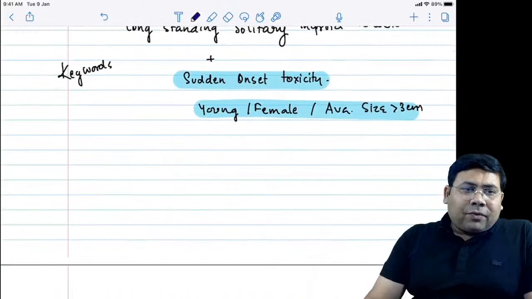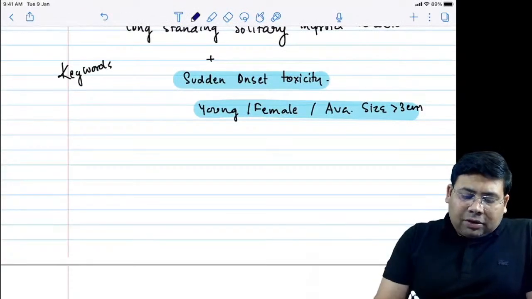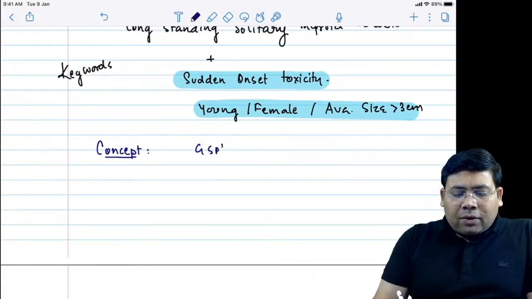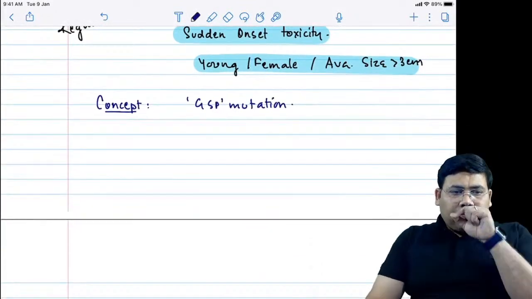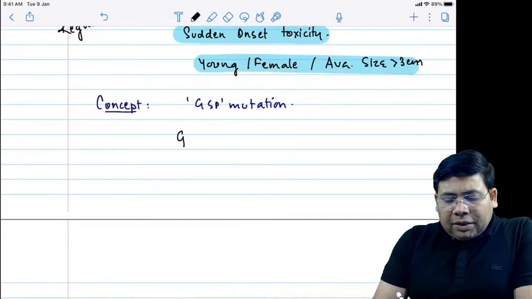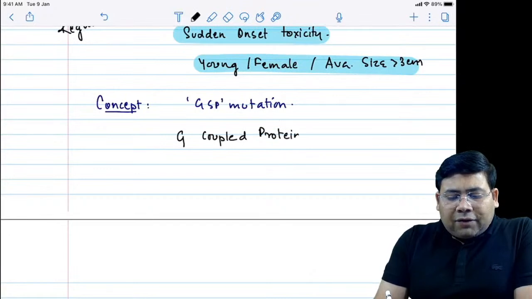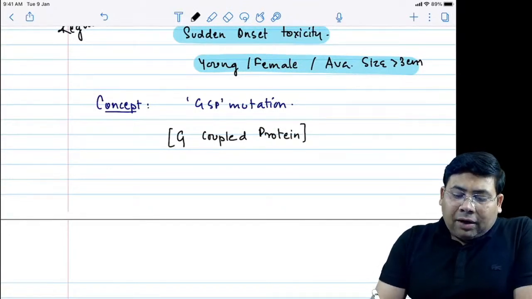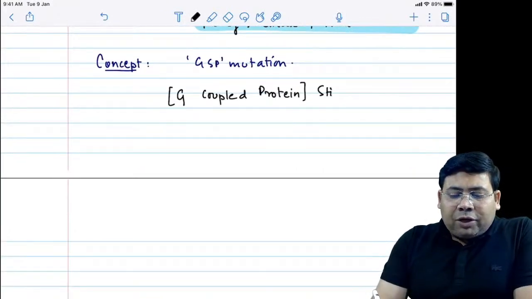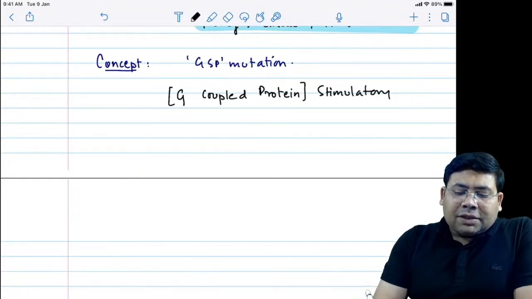You know what is the concept why the nodule becomes autonomous? The concept is that it is based on the GSP mutation. What do you mean by GSP mutation? It's very, very simple. This is G coupled protein. We have a protein which is the G coupled stimulatory protein, and this protein is mutated.